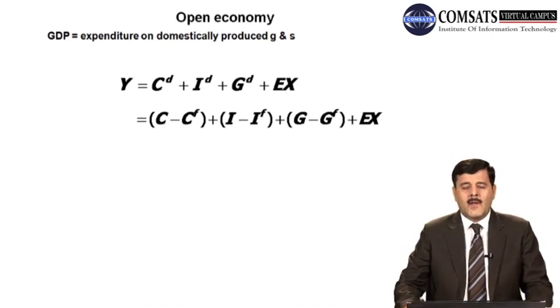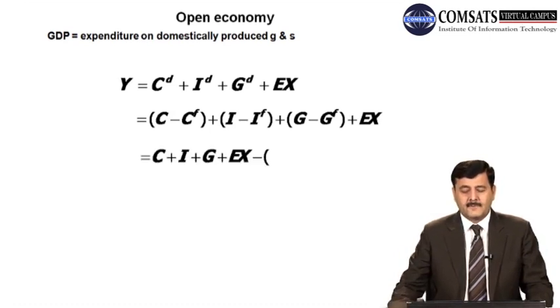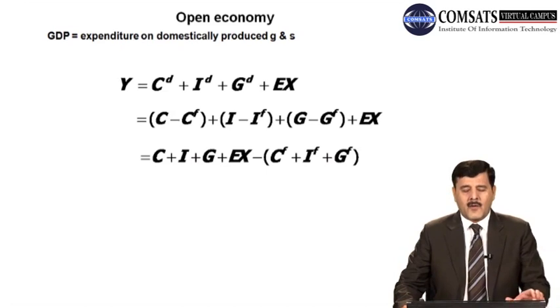So these three, we have substituted the value of CD, the value of ID, and the value of GD too, then we have this equation: C minus CF plus I minus IF plus G minus GF plus EX, which you can see in front of you. Now if we simplify this equation, we can get C plus I plus G plus EX. So all the components with a positive sign we have put in one place, and the components with a negative sign we have put in another place. So C plus I plus G plus EX minus CF plus IF plus GF.